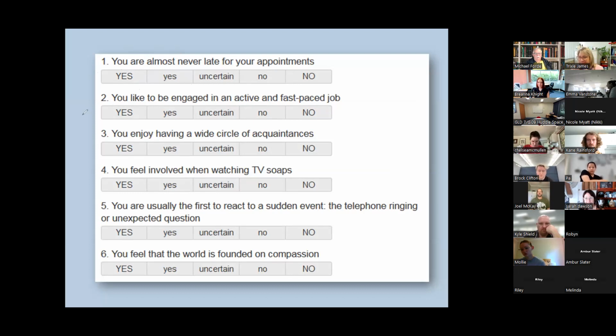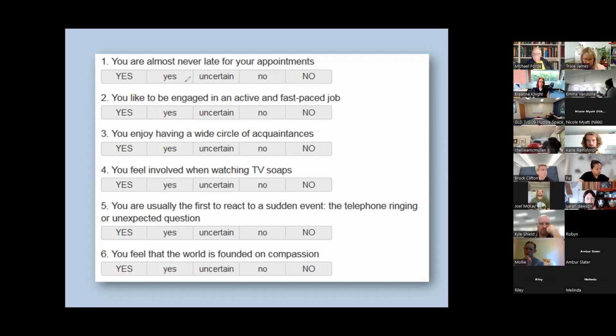So go through. Now, again, don't overthink this. Your first response is generally a good answer. Also, be mindful of trying to pick one. If you do too many uncertains, it obviously can't really come up with anything. So try and pick one or the other.